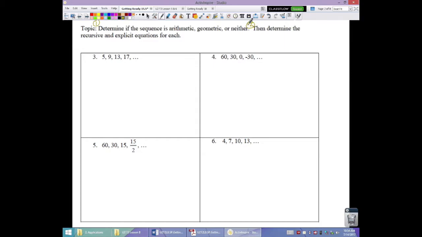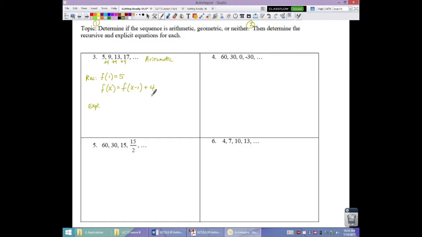Okay. So number 3, I see add 4, add 4, add 4. So this one is an arithmetic sequence. We need both our recursive and our explicit equations. Okay? So recursive, remember it's a two-parter. We have to identify something to start with. So f of 1 here is 5. And then each successive term is found by taking your previous term, f of x minus 1, and adding 4.